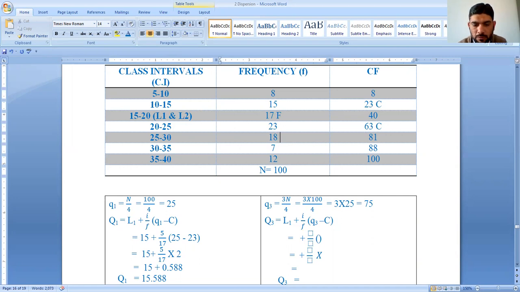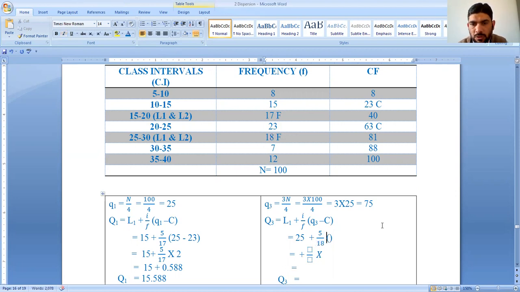The corresponding value to the frequency will be 18, that is F, and this will be the effective class interval, that is L1 and L2 will be 25 and 30. L1 will be replaced by 25. We have L1 equal to 25 plus i upon f. i is the difference between the class interval, that is 30 minus 25, that is 5 upon f. f is 18, the value corresponding to 81.